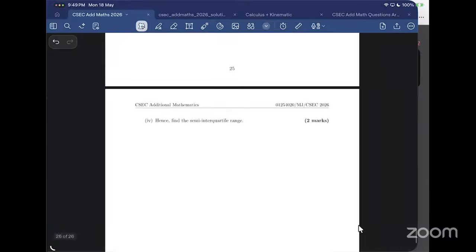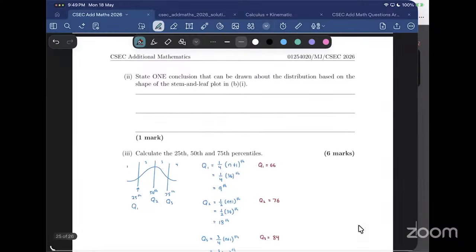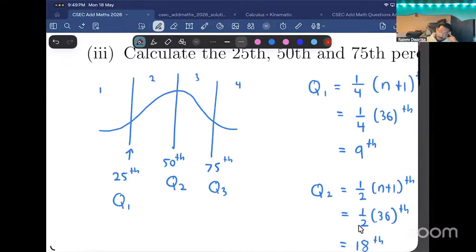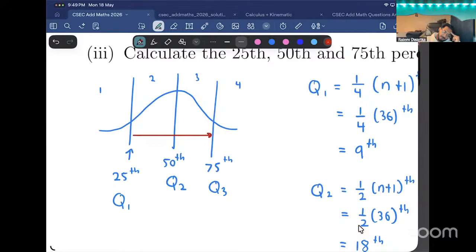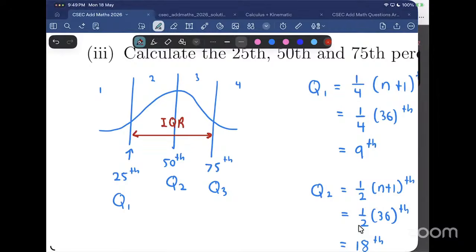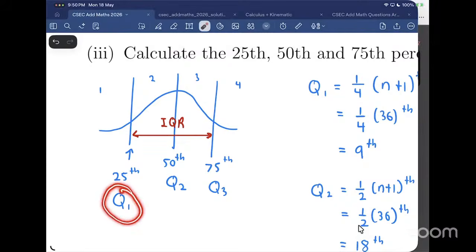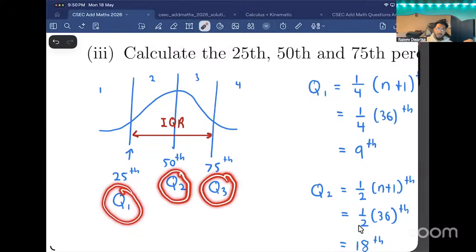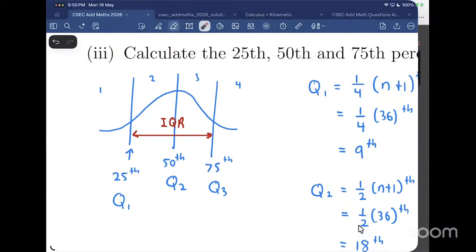Hence find the semi interquartile range. So let me explain something. You see how we split our data into different quartiles? This over here between Q3 and Q1, that would be your interquartile range. And it makes sense because this is your first quartile, this is your second quartile, and it's your third quartile. So the interquartile range is the range between the lowest quartile and the upper quartile.